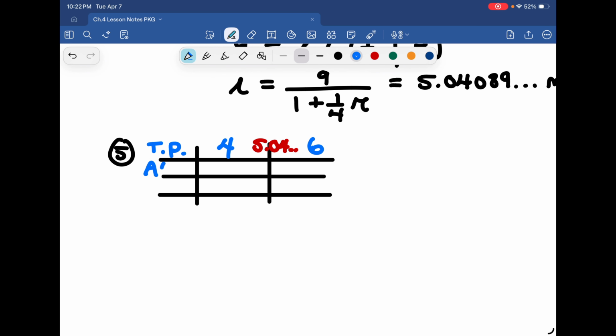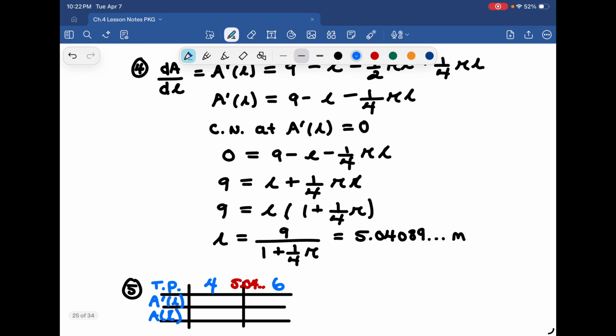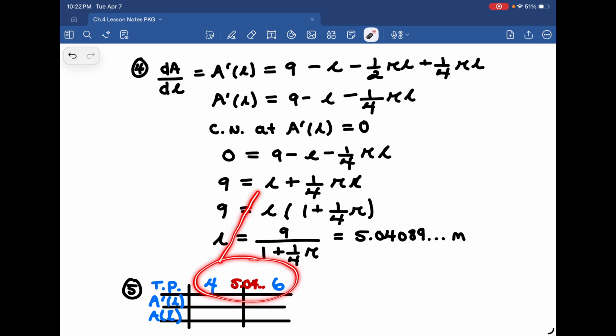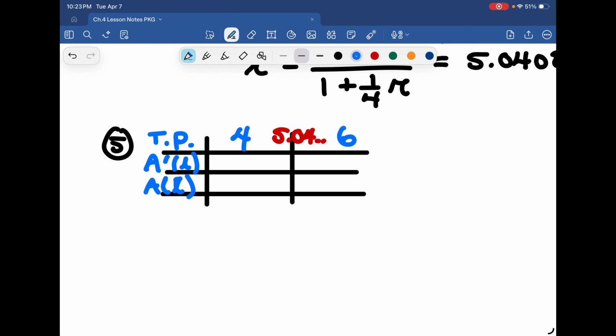And I'm going to go A prime of L as my first column, and then A of just L, no prime, on the bottom one. Now, where we're plugging this into is we're taking the 4 and 6 and plugging them into this here. So it's 9 minus 4 minus 1/4 pi times 4. In the first part, this is going to give me a positive, and then it's going to give me a negative, meaning your function is increasing, then decreasing around this critical number.